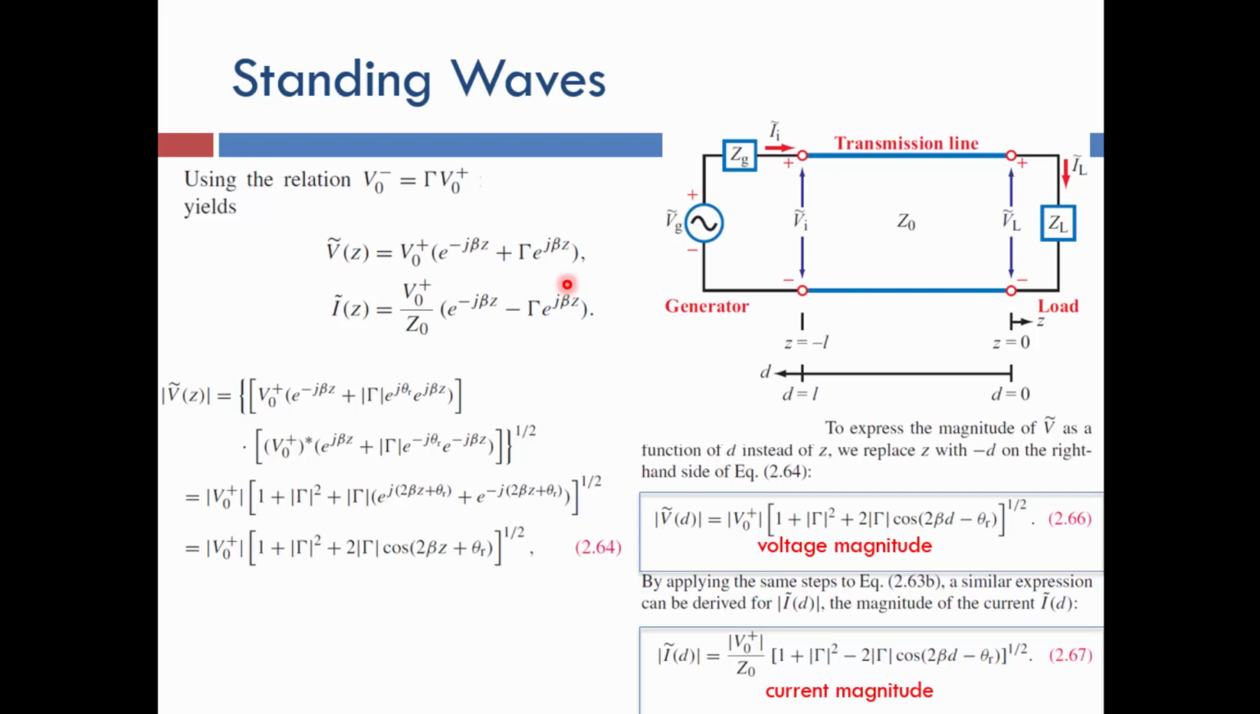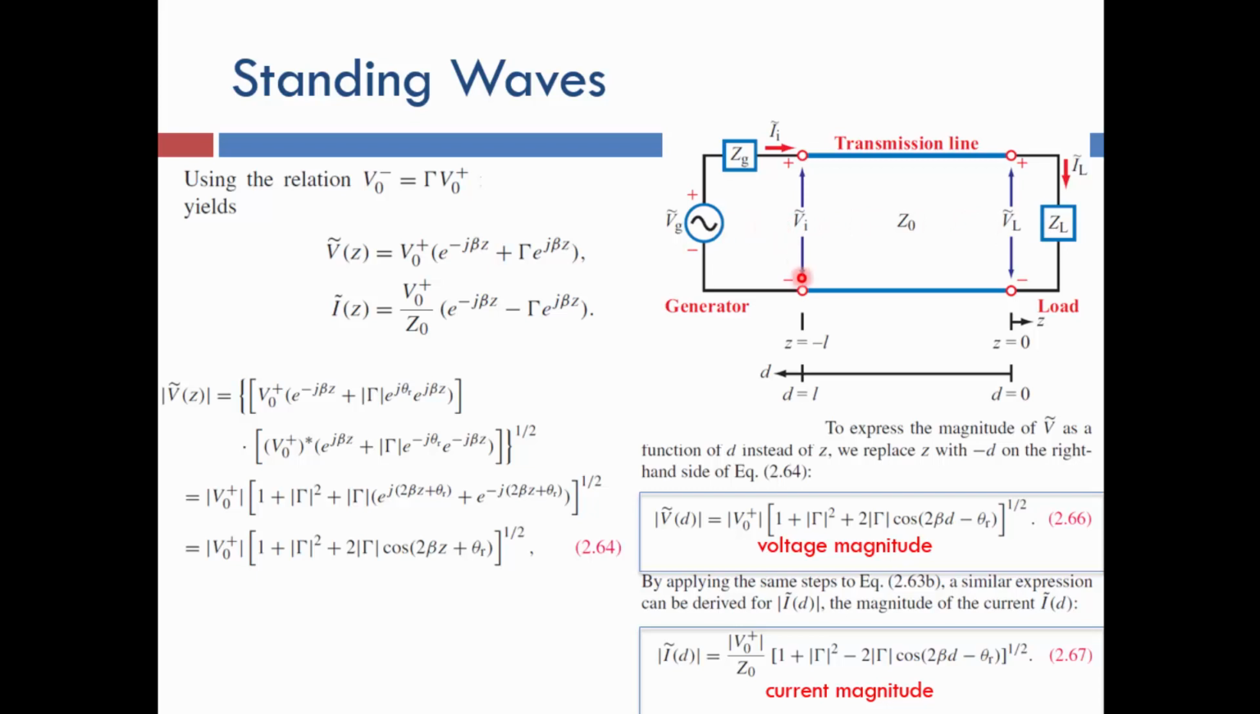So if we measure the magnitude of the total voltage or the total current resulting from the superimposition process, and calculate the ratio between the maximum magnitude to the minimum one, we could imagine how much reflection occurs in this transmission line.